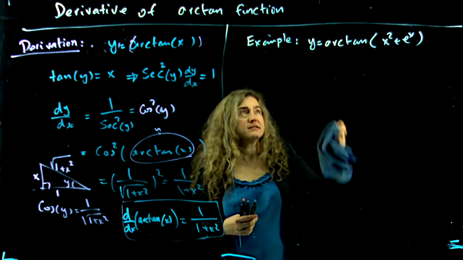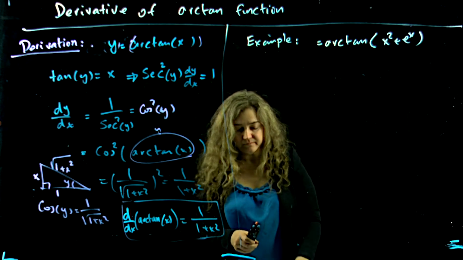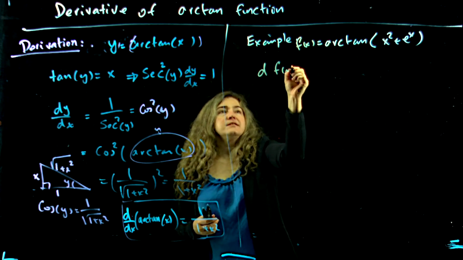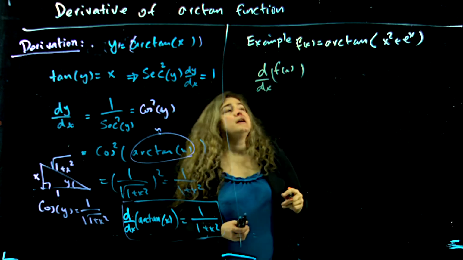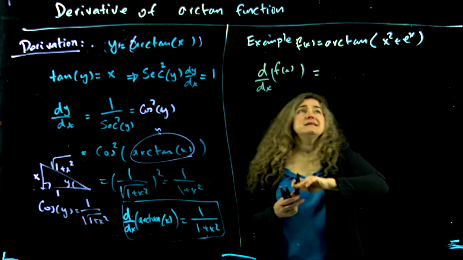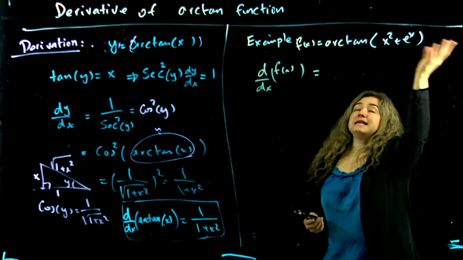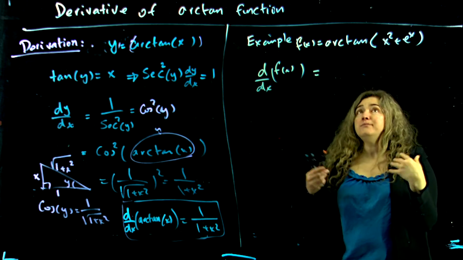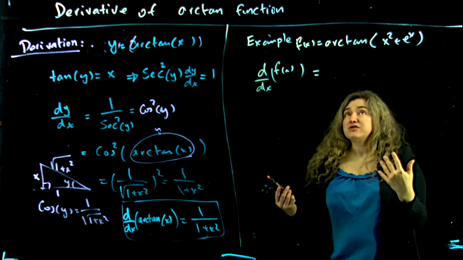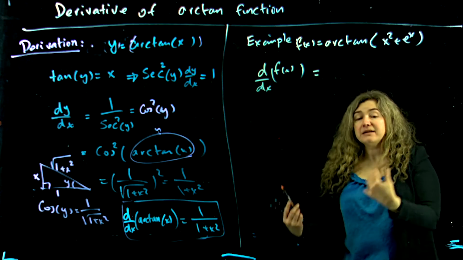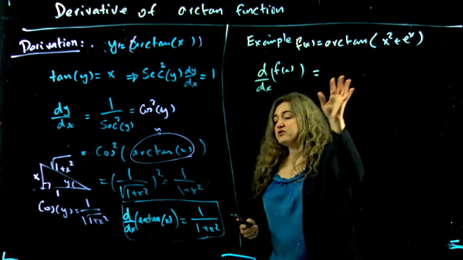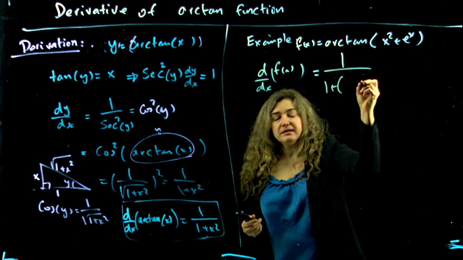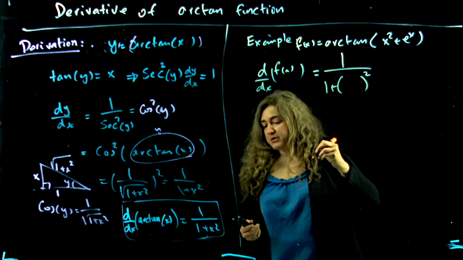Let's call this f of x. And so the derivative of f of x with respect to x is going to be, this is a composition. The outside is arctan of x. The inside is x squared plus e to the x. So I'm going to write down the derivative of the outside, and then instead of x, I'm putting a big parenthesis. The derivative of the outside is this. So I'm going to write 1 over 1 plus big parentheses to the power 2.